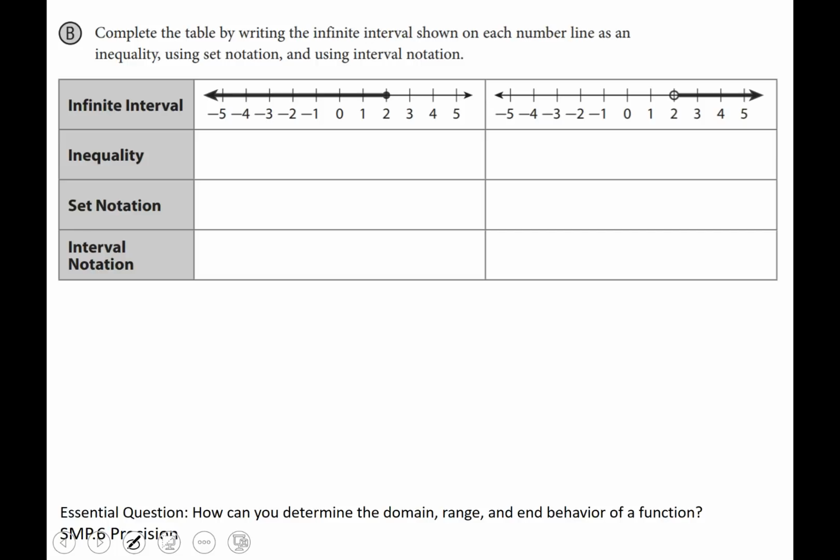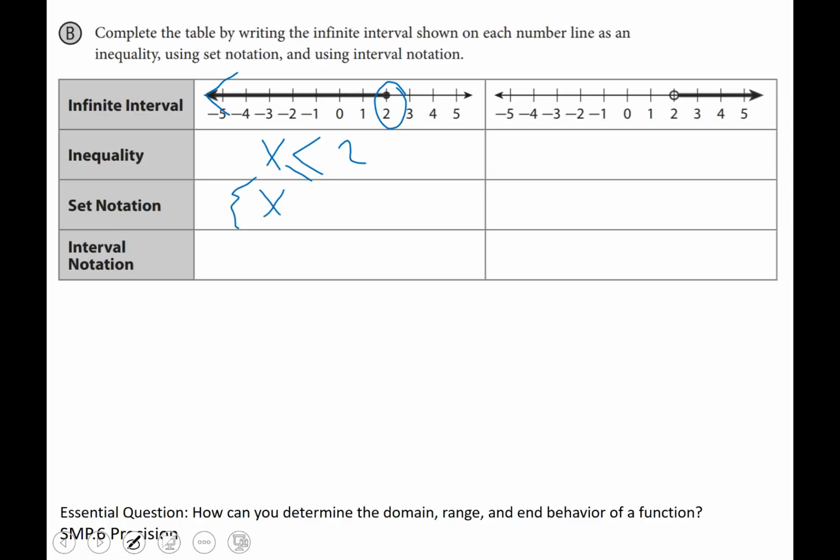All right, so we've got to do this again, but this time it's not a sandwich one. It's actually got an unbounded end. So the first thing we would do is rewrite the inequality. A little shortcut on the inequality is to notice where the arrow is pointing. That's the way the inequality sign should point, as long as your x is on the left. So x is less than or equal to this number right here, 2, and it'd be equal to because we've got the closed dot.